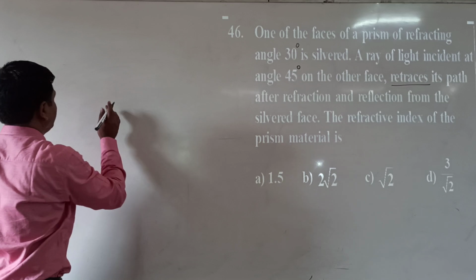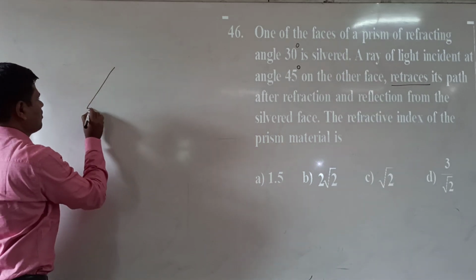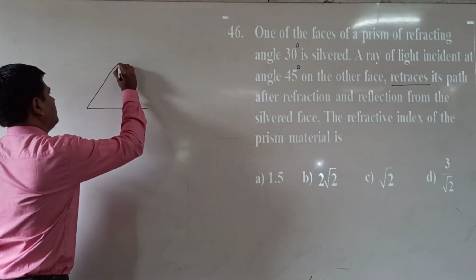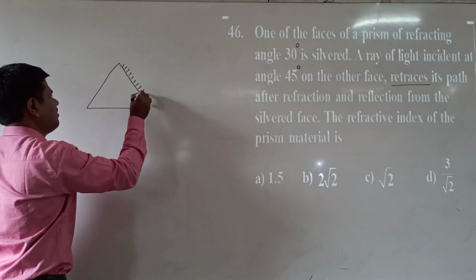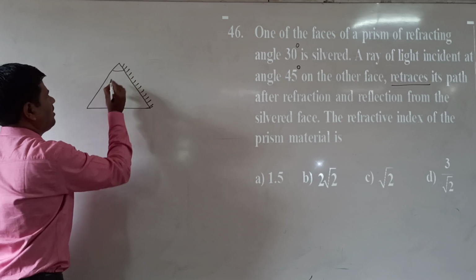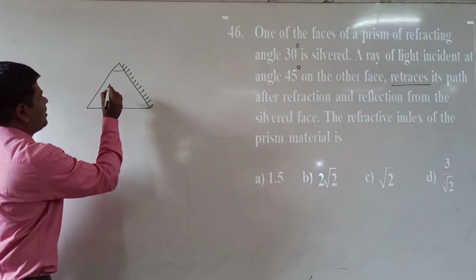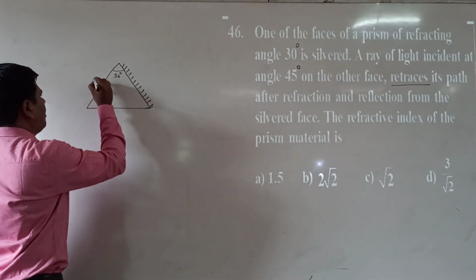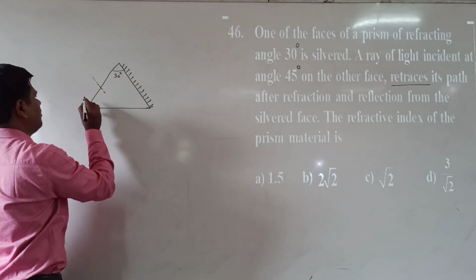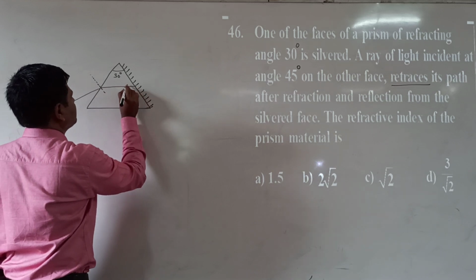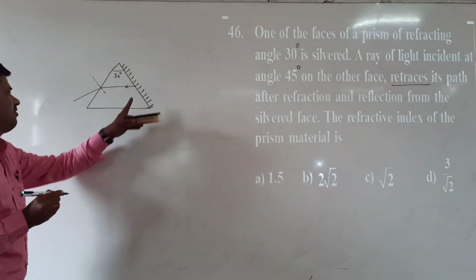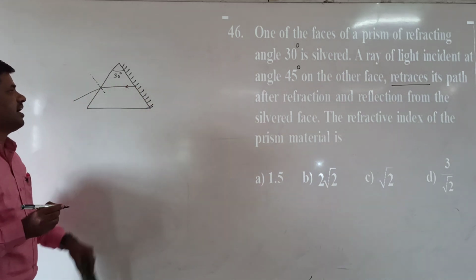This is a prism here. We consider the prism here, where one surface is silvered. This surface is silvered. The refracting angle is given, the refracting angle is 30 degrees. Now this is a normal. When the incident ray is falling like this, it retraces its path. Retraces its path means it is falling and reversing back in this direction.